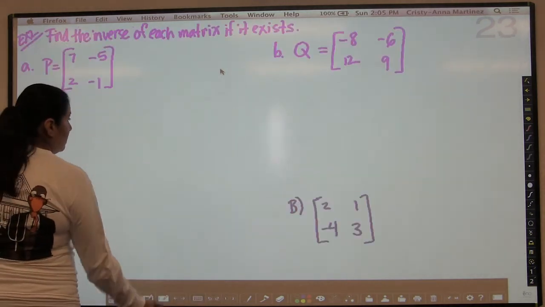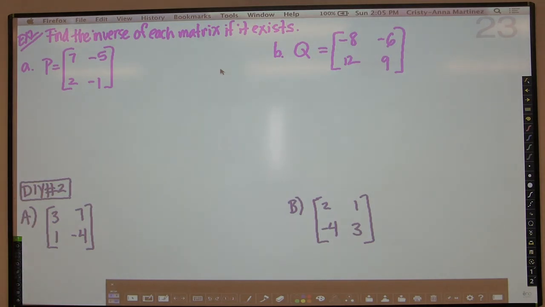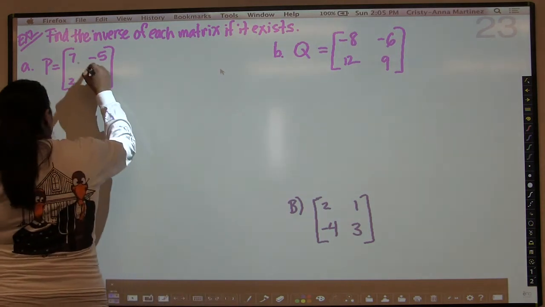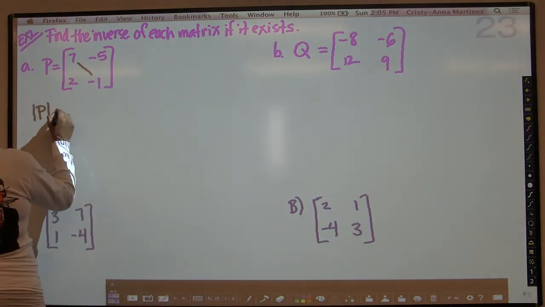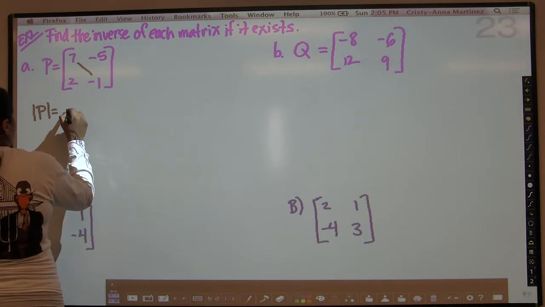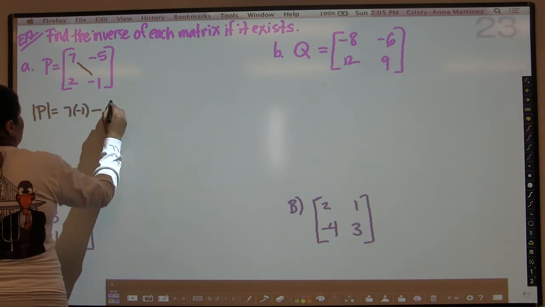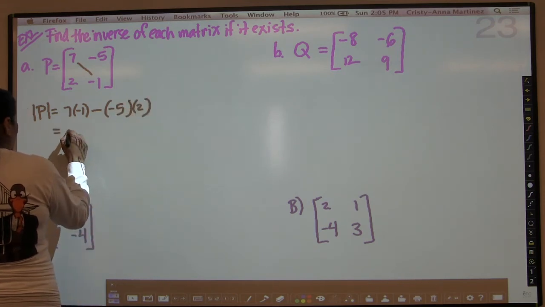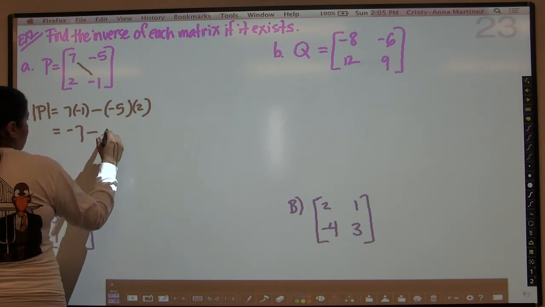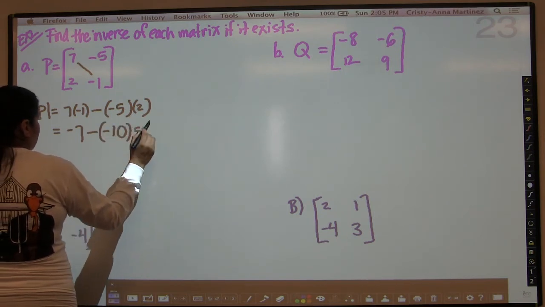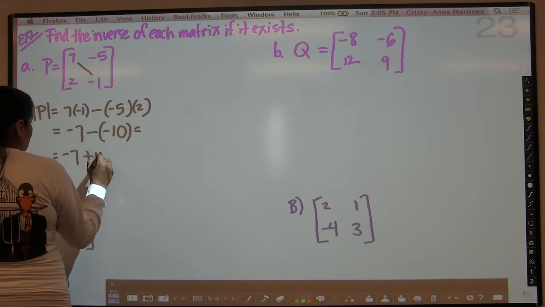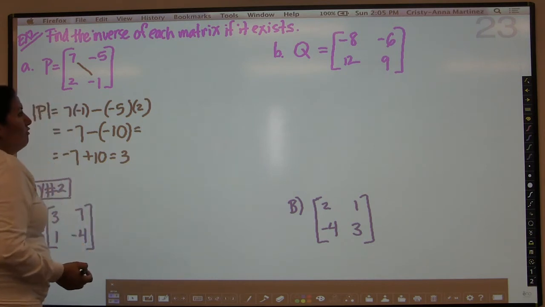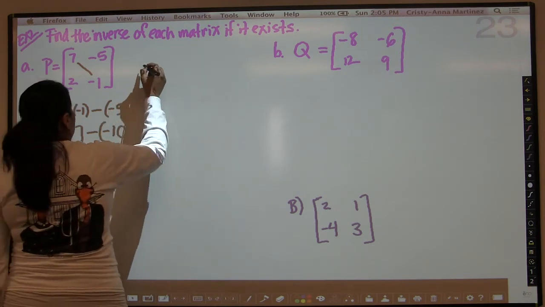All right, so now I want you to find the inverse for these two. So it wants me to find the inverse. So the first thing I'm going to do is find the determinant. So the determinant of P is equal to 7 times negative 1 minus negative 5 times 2, which is going to be negative 7 minus negative 10, which is the same thing as negative 7 plus 10, or simply 3. That is not 0, and therefore in this case the inverse does exist.